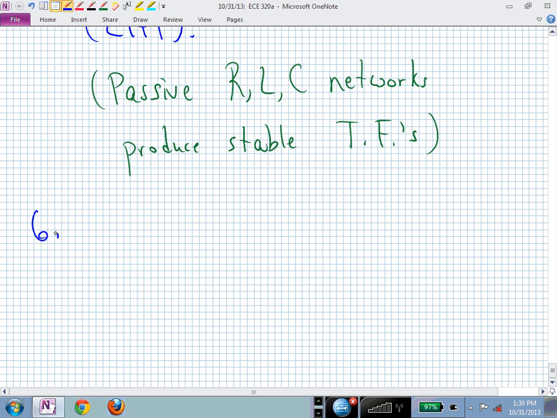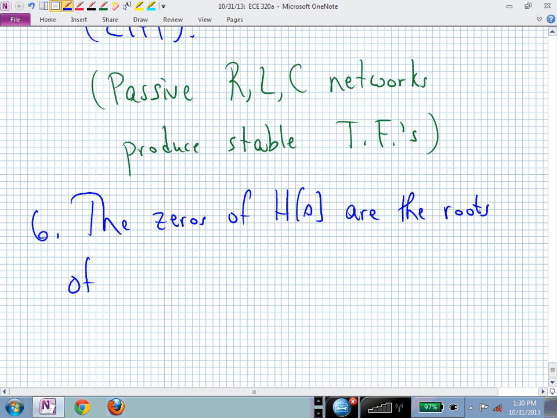Six, the zeros of our transfer function H of s are the roots of which polynomial? They're upstairs, aren't they? They're in the numerator. So the zeros of H of s are the roots of the numerator polynomial.